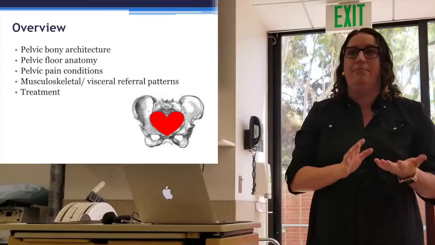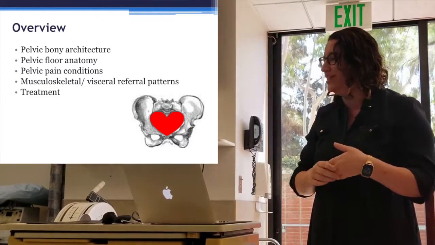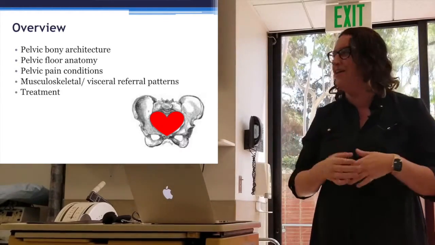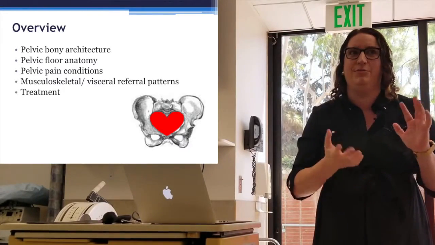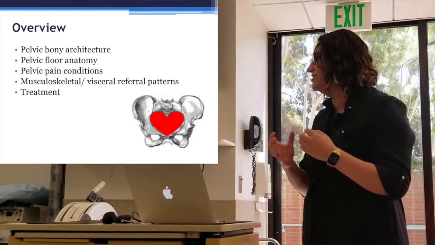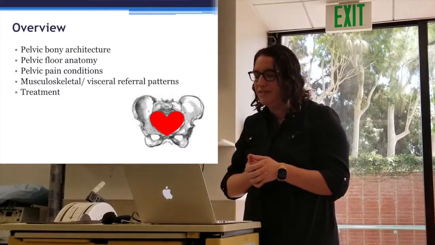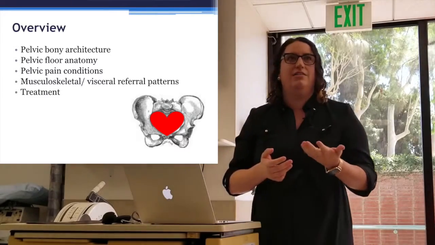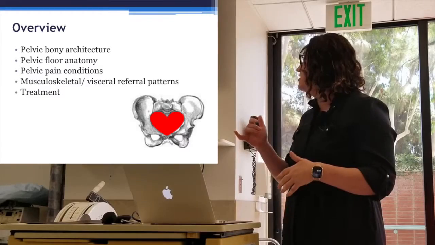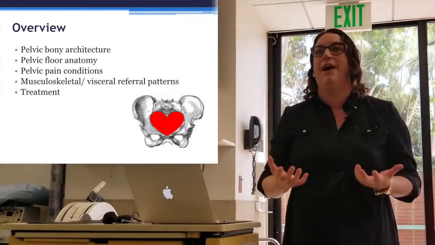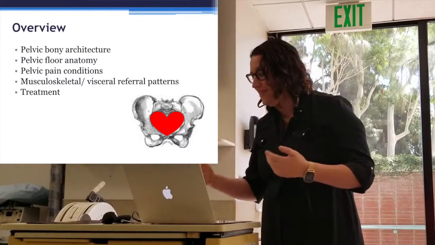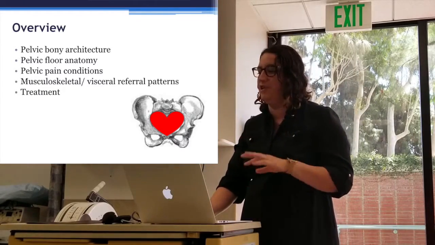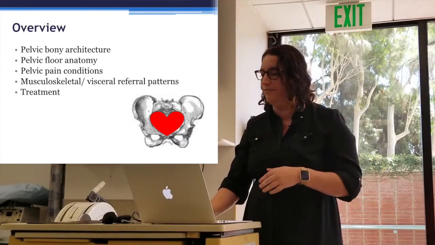Some of the things we're going to go over today. So we're going to go over the bony architecture of the pelvis and just kind of review some anatomy landmarks, and also just the pelvic floor anatomy. So we'll take a look at the pelvic floor anatomy, we'll look at the ligaments and the bones that help support the pelvis. We'll also look at some musculoskeletal and visceral considerations as far as referral patterns go. So where, when these things hurt, where they kind of travel. And then some general ideas for treatment, but we'll be talking treatment kind of throughout today.